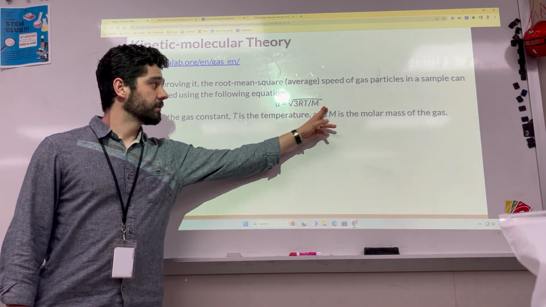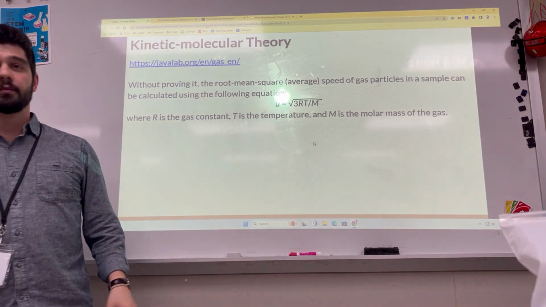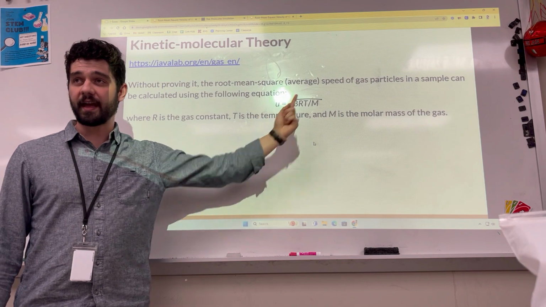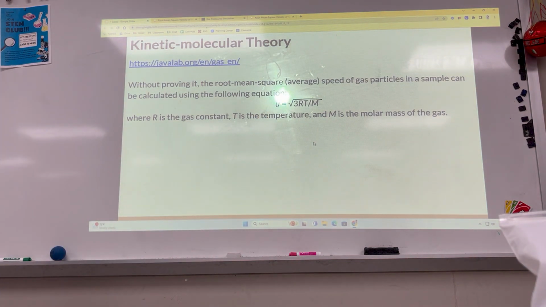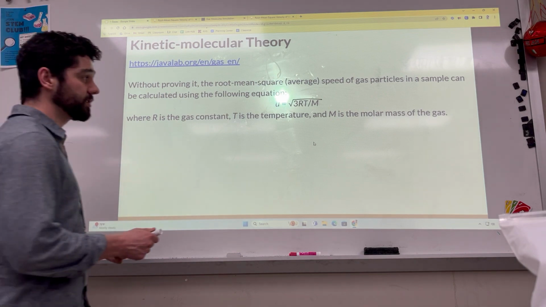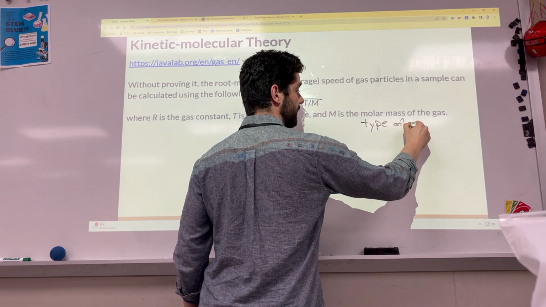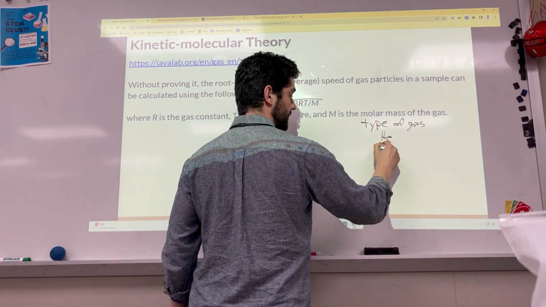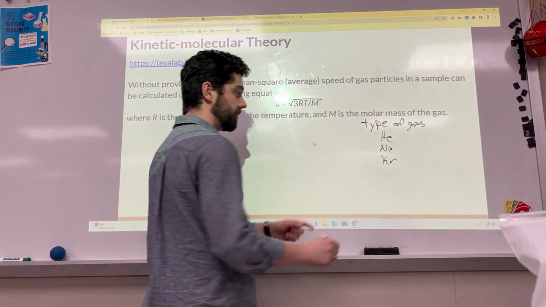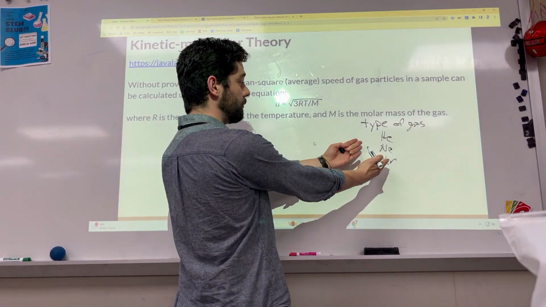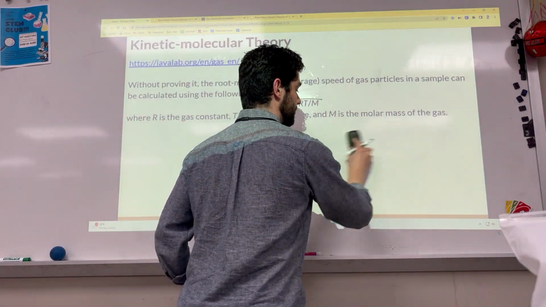Notice, so now, let's think like a scientist. What things affect the average speed of my gas particles based on that equation? The temperature, anything else? The molar mass, which translates to the type of gas that I'm dealing with, right? Is it helium? Is it neon? Is it krypton? Those all have different masses, and so it's basically telling us the type of gas matters because they weigh different amounts. They have different masses.